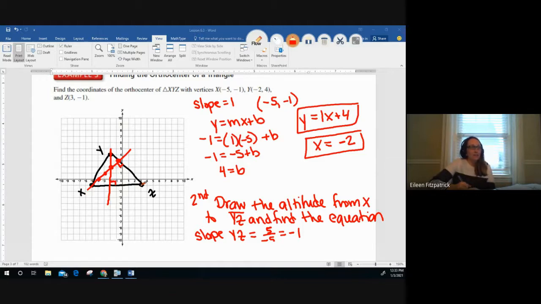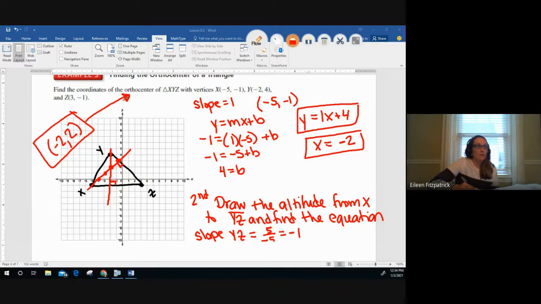It's not even necessary, although we could find the altitude going from Z to YX. But as soon as you know that it's an acute triangle and the orthocenter is inside of the triangle, as soon as you find where 2 of the altitudes intersect, you can pretty much assume the third one's going to intersect there as well. So it's not necessary to find the third altitude. So again, because I can look at the graph and I know the point of intersection is -2, 2, I'm actually done the problem. That's the orthocenter. That's what you're asked to find.